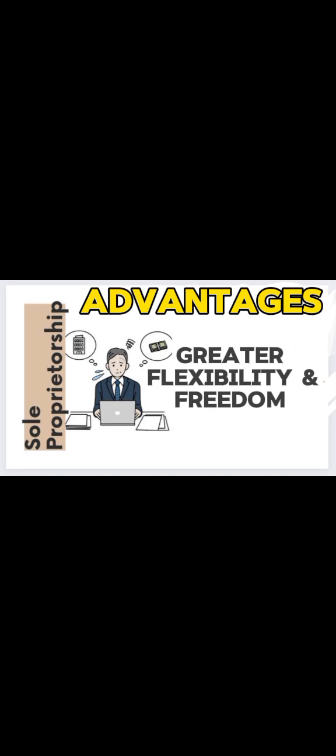Third is greater flexibility and freedom. Being your own boss is one of the many upsides of running a sole proprietorship. You have the last word on all decisions. You decide what to spend and when to spend it. You choose what to do with the business profits. In short, you call all the shots.